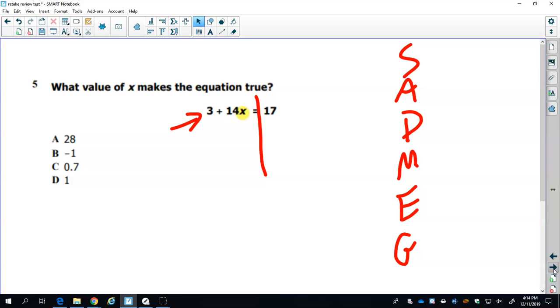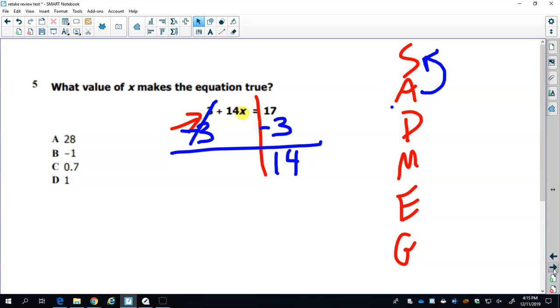So to get rid of that 3, that's addition. To undo addition, we're going to subtract. So I'm going to subtract 3 from both sides. So this cancels out. I get 14 on the right, and then I still have 14 times x to contend with.